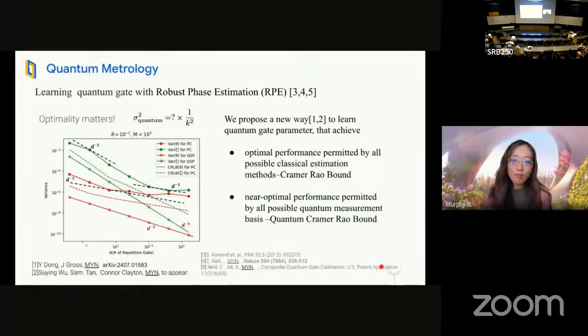So to address this main issue and to really achieve another level of accuracy not ever achieved before, we propose a new way to learn these gate parameters. Instead of linear amplification, we use nonlinear transformation to separate the time-dependent term from the time constant term, while at the same time achieving the optimal inference by having this optimal coefficient in front of the Heisenberg limit that's permitted by the Cramér-Rao bound. And we show that our algorithm turned out to be near optimal even with respect to the quantum circuit measurement optimization that is given by the quantum Cramér-Rao bound.